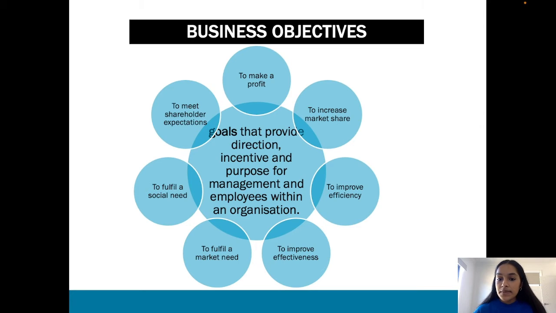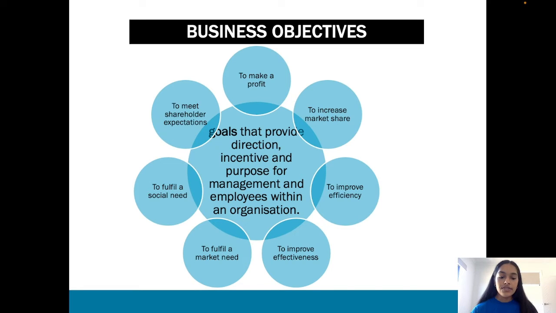Also, increasing market share. Market share is the percentage of sales that a business holds in a particular industry. So if a business holds more sales, that means they're going to have a high market share. Another business objective is to improve efficiency and to also improve effectiveness. Efficiency and effectiveness are two concepts you'll learn more about in Area of Study 3, operations management. Once you go through that area of study, you'll be more confident with efficiency and effectiveness.